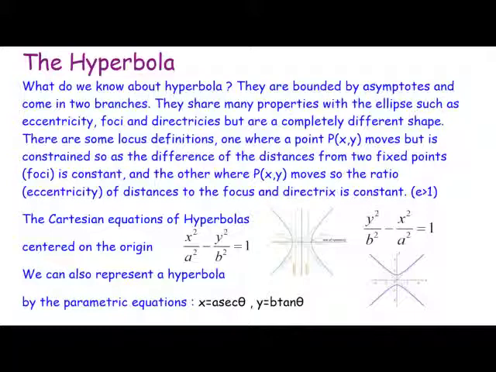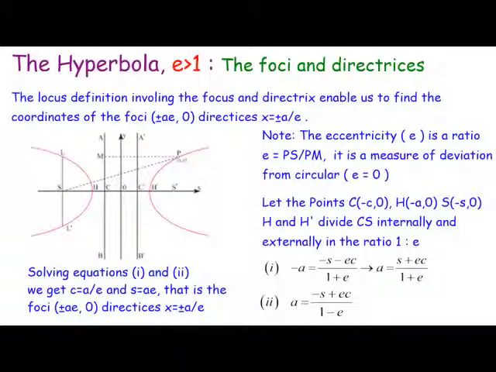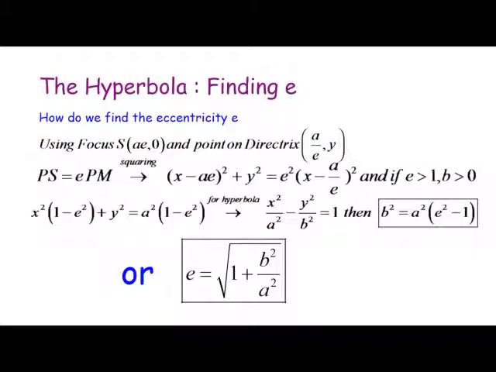But we can also represent a hyperbola by its parametric form: x is equal to a sec theta and y is equal to b tan theta. That's the parametric representation for the hyperbola. Now, as we know, the eccentricity is larger than 1. How do we find the foci and directrices? Well, we have to do the internal and external ratio as we did for the ellipse, and solve some of these equations simultaneously, and you'll find that the foci are where they should be, as they are for the ellipse, plus or minus a, 0, and x is equal to plus or minus a on e for the directrices.